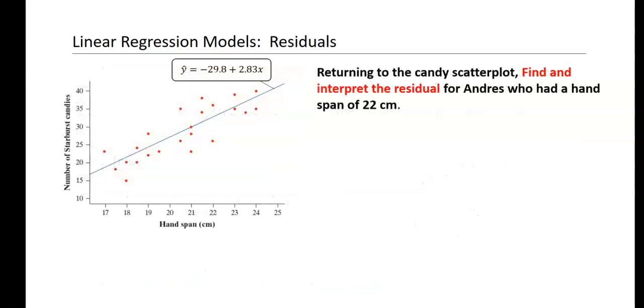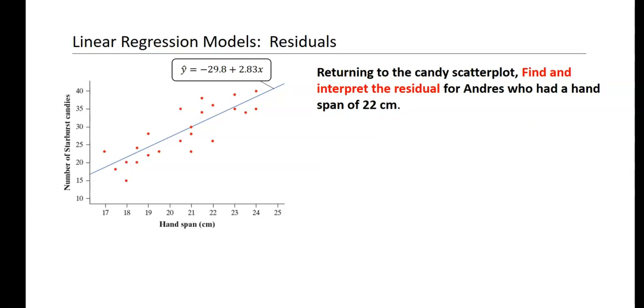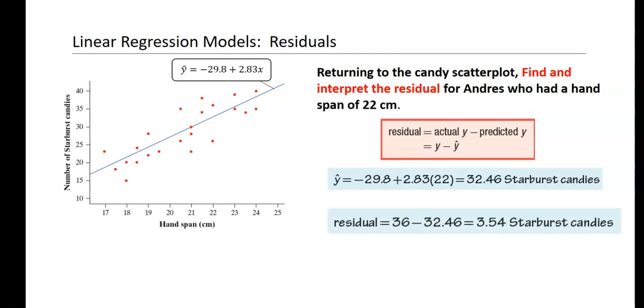Returning to the candy scatter plot, find and interpret the residual for Andres, who had a hand span of 22. I think they're missing some information here. I think we had to know that his actual number of Star Wars was 36, I believe. So if we knew that his original was 36, we could plug in 22, get the predicted, right? 32.46, and then take the actual 36 minus the predicted to get a positive residual of 3.54.